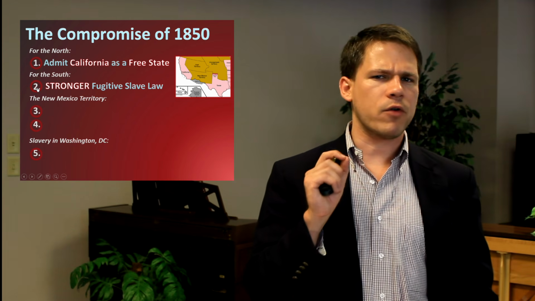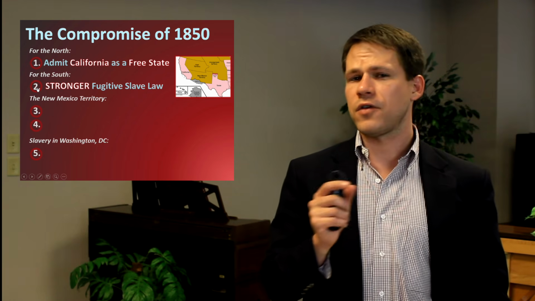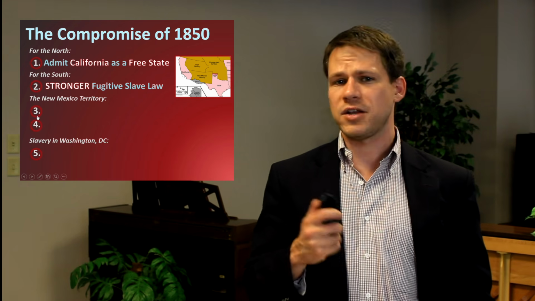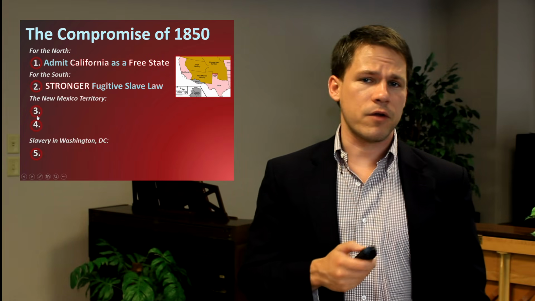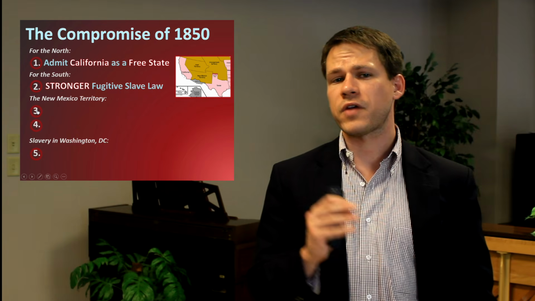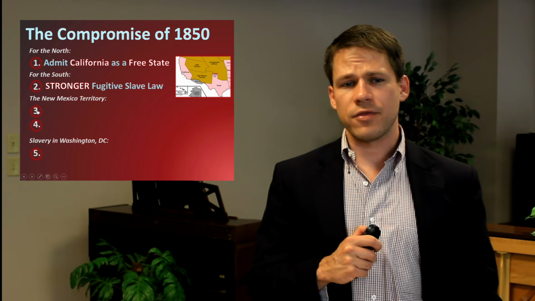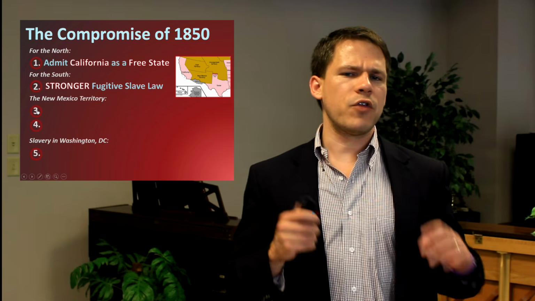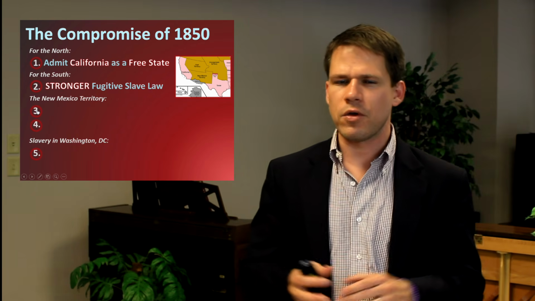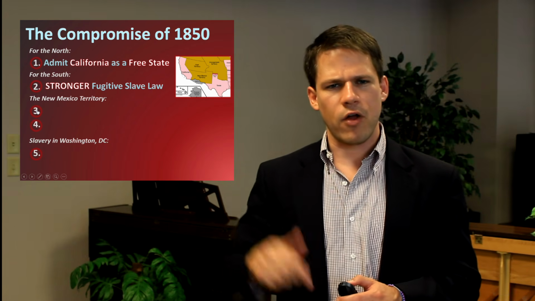This is by far the most controversial element of the Compromise of 1850, because it doesn't include jury trials for these accused slaves. It's a bench trial, contrary to the Constitution, which guarantees everyone a jury trial. But then again, the legal status of slaves is kind of in question before the 13th Amendment. So you've got the 5 divided into chunks: California a free state for the North, then the stronger fugitive slave law for the South.